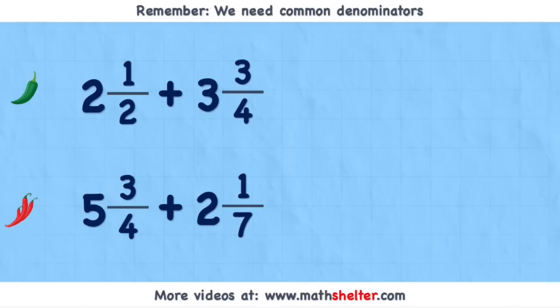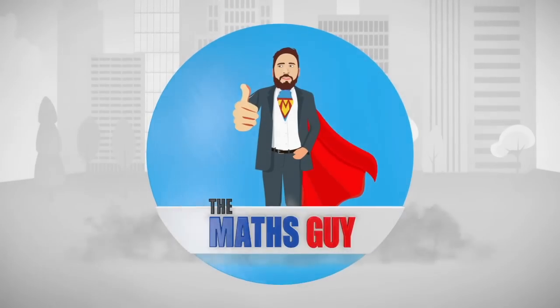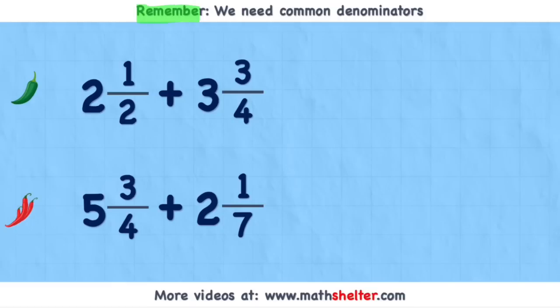Today we are looking at how to add mixed number fractions that have uncommon denominators. So let's go. Okay, so let's see what we need to remember today. We need to remember that we need common denominators to be able to do this.